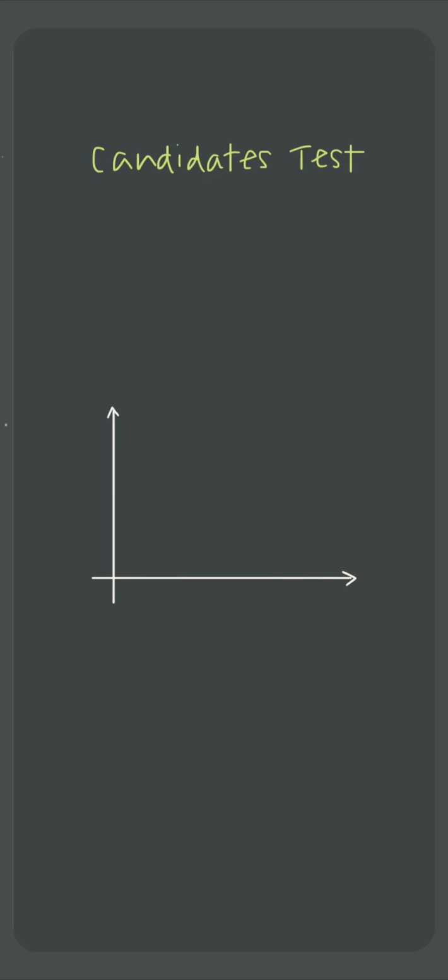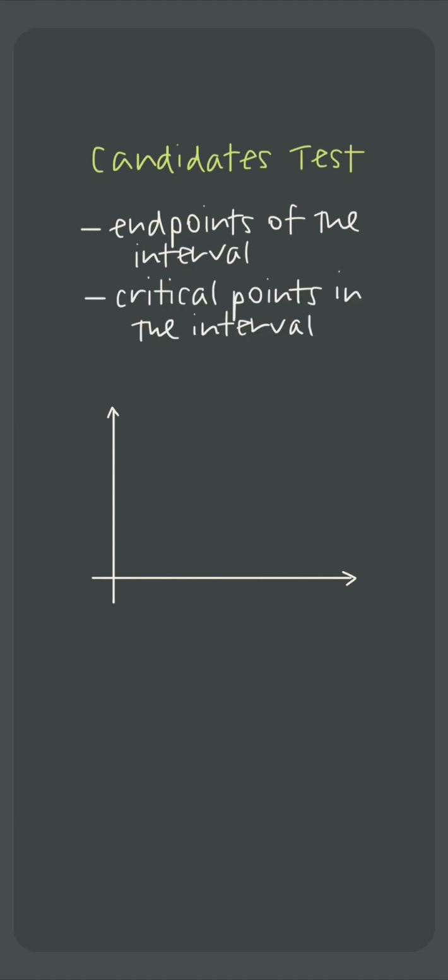The candidates test in Unit 5 of AP Calc tells us that the candidates for the absolute extrema of a function over an interval are, number 1, the endpoints of that interval, and number 2, any critical points inside the interval. For example, if we have this function here, we know its critical points are here at C1 and C2 because that's where the function changes direction. Remember, we can also find critical points by setting the function's derivative equal to 0.